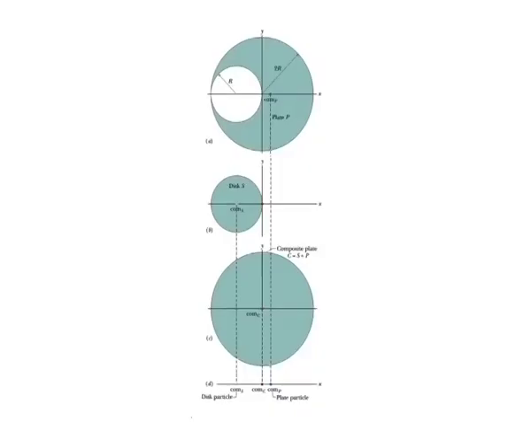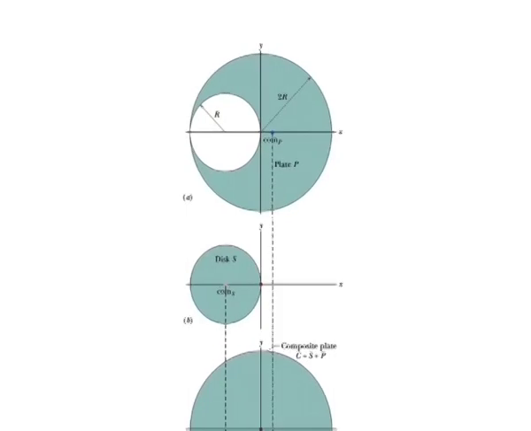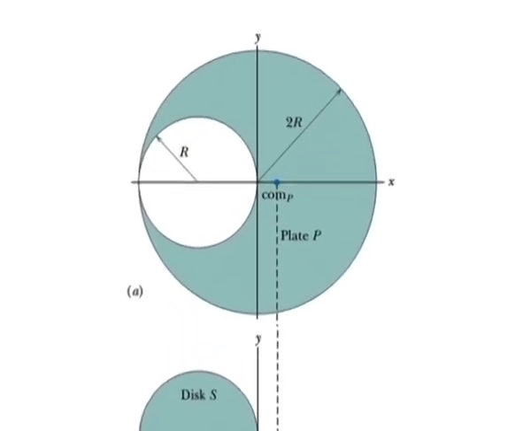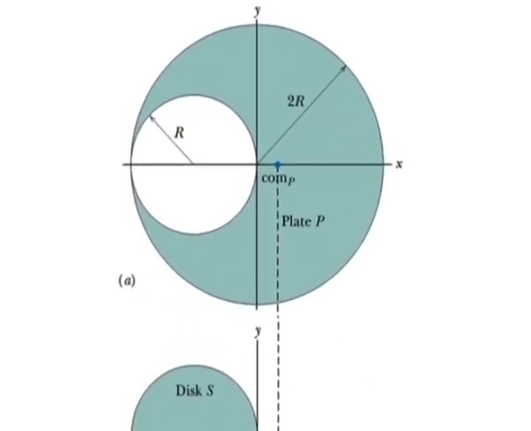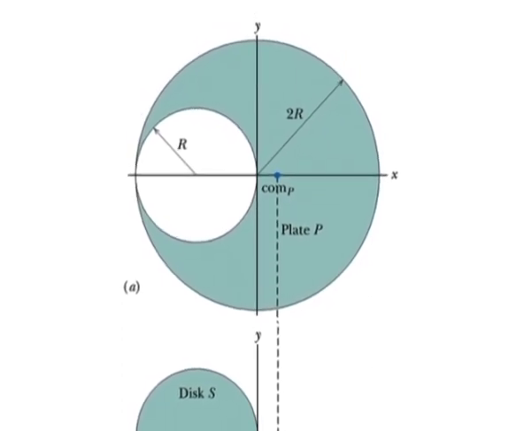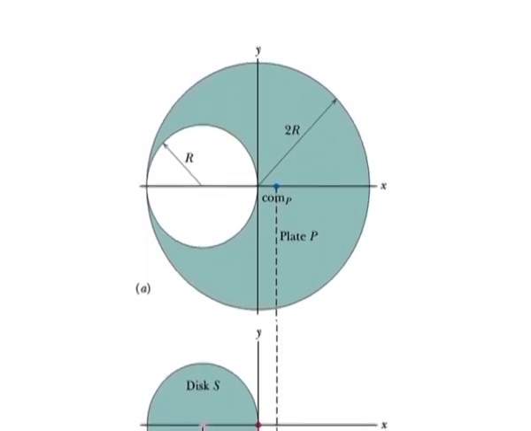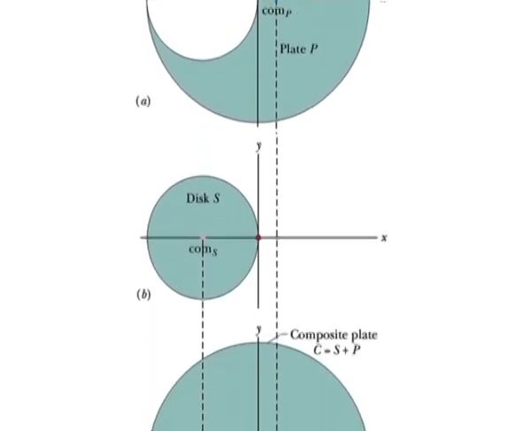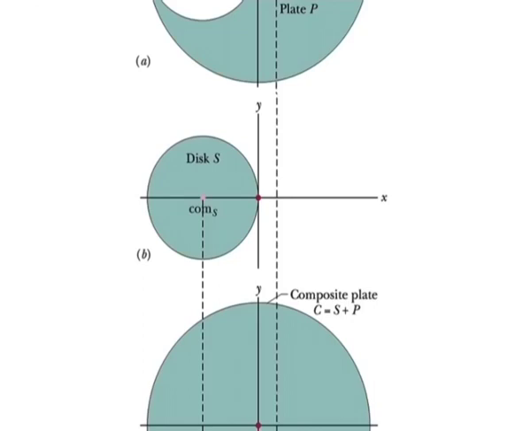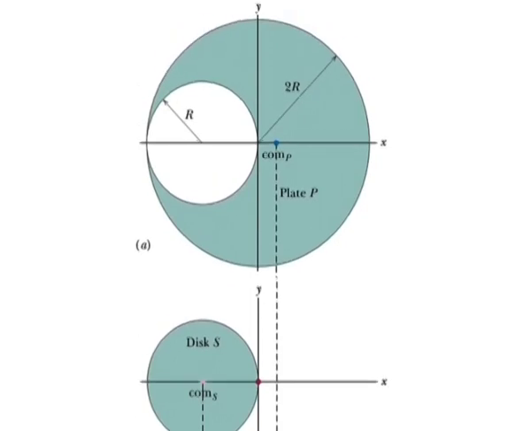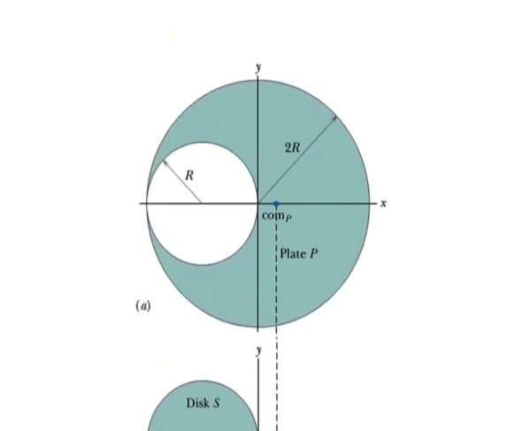Now, we shall solve a sample problem related to the center of mass. The figure here shows a uniform metal plate P of radius 2R, from which a disc of radius R has been removed in an assembly line. The disc is shown in figure B. Using the xy coordinate system, locate the center of mass of the remaining plate.